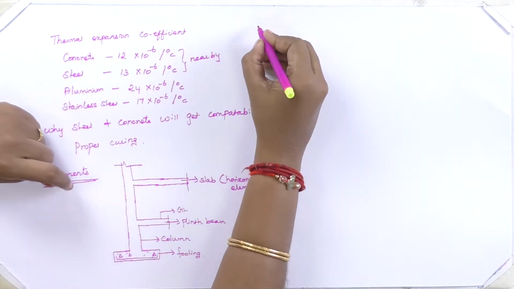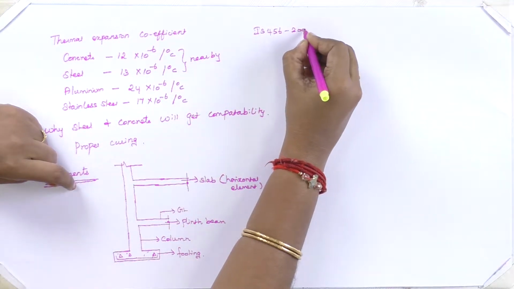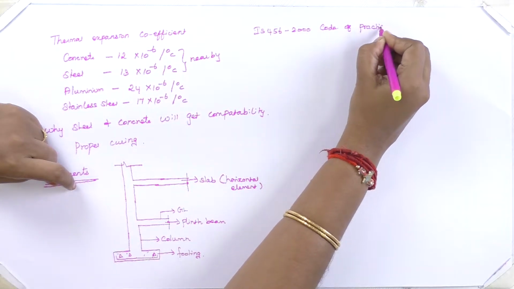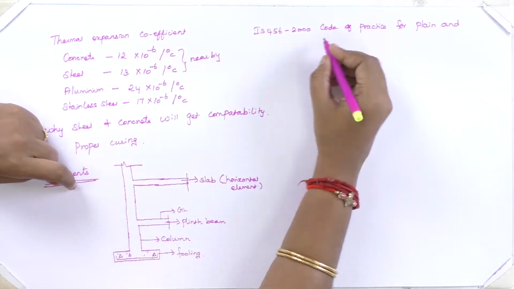Okay, now we have seen what is meant by design, what is meant by RCC and what is meant by elements. We have a code book for those designs to be detailed in a proper way so that we can ensure safety for the structure. The code book meant for designing RCC structures is IS 456 2000, Code of Practice for plain and reinforced cement concrete.